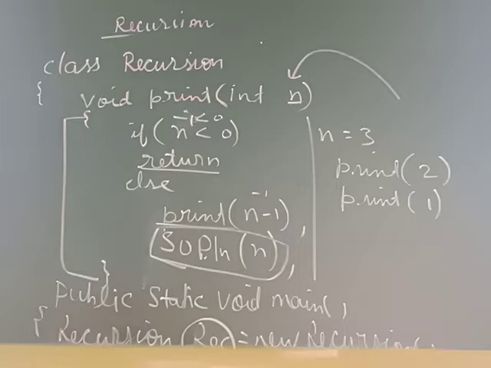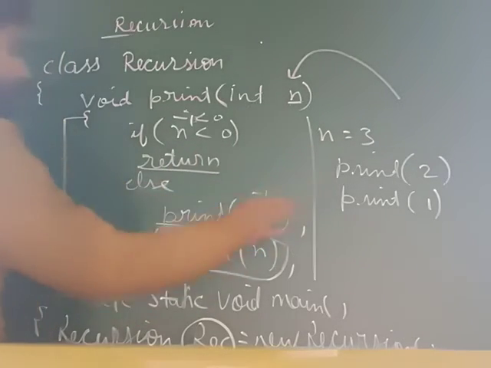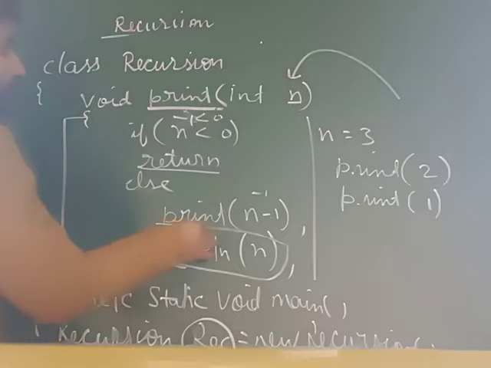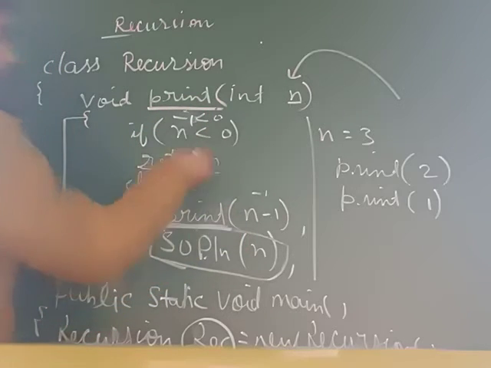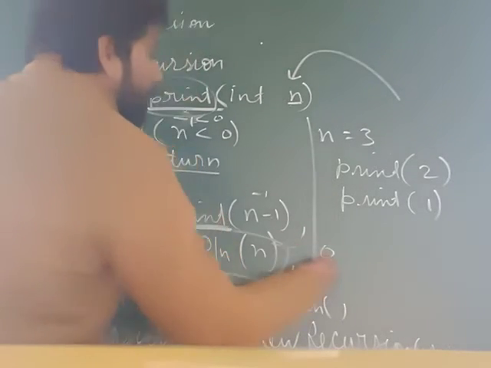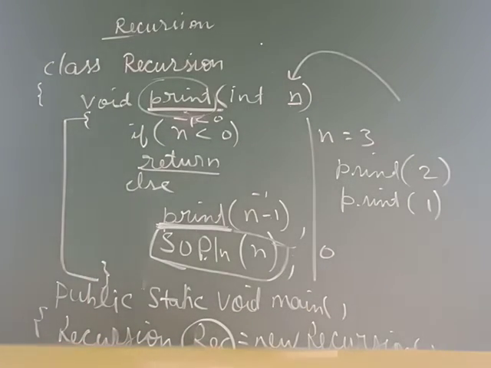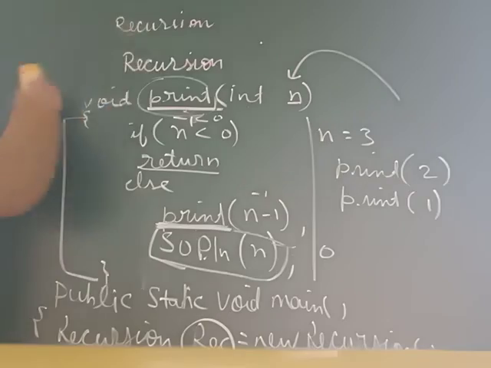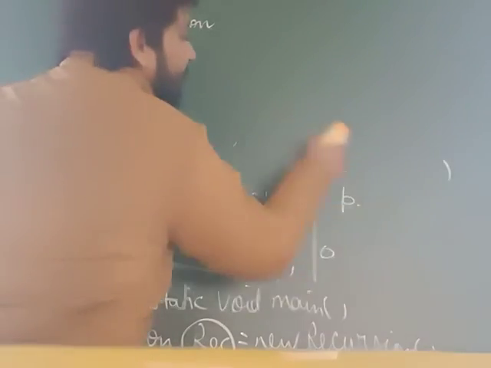So whatever answer comes, that doesn't matter. But the thing is that your function print is calling itself. That is, this function is calling again and again inside this function only. So this is called your recursion function. And your answer will be 0, so 0 will get printed here. Now, is it clear? Recursion is a function that calls itself.